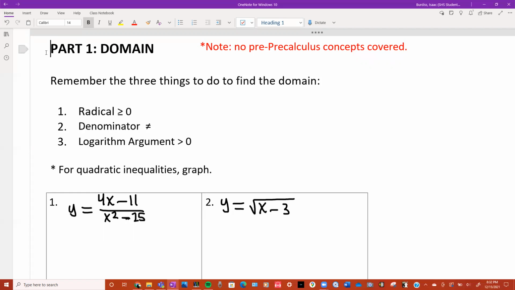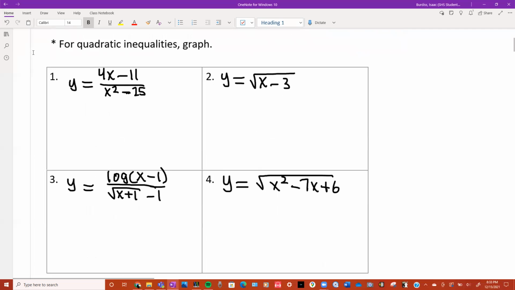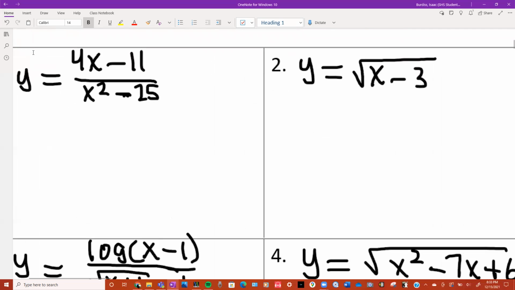If you see a radical, set it greater than or equal to 0. If you see a denominator, set it not equal to 0. And if you see a logarithm argument, set it greater than 0. That third thing was not mentioned in the original domain video because logarithms weren't gone over yet, but that is something too. So let's look at these 4 different examples.